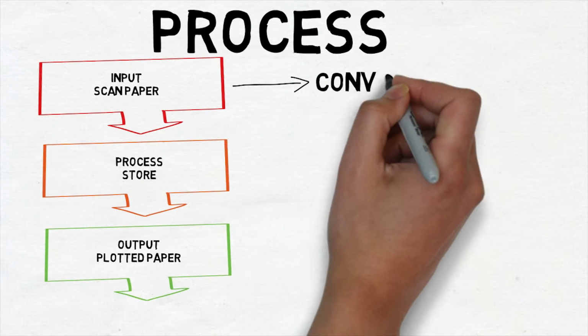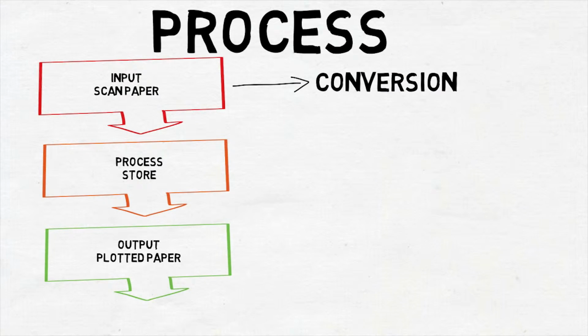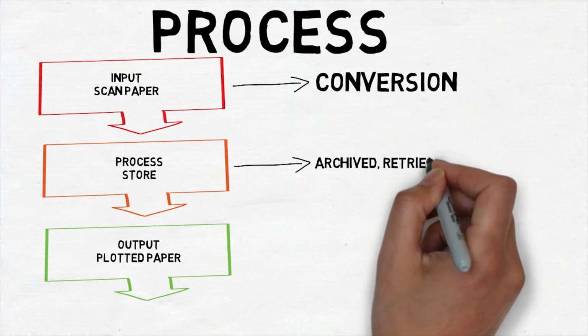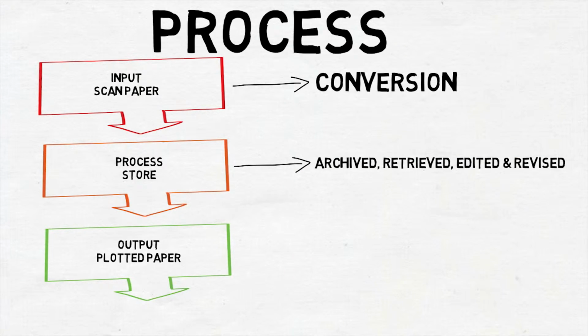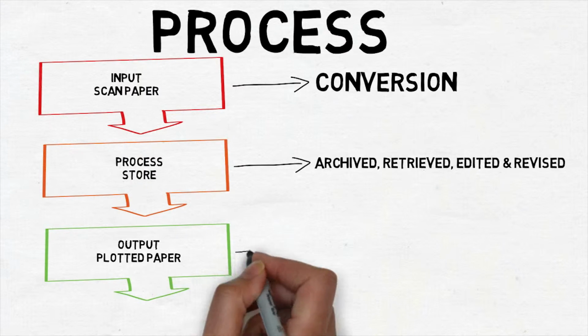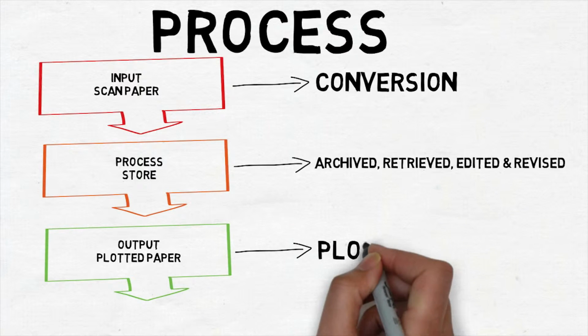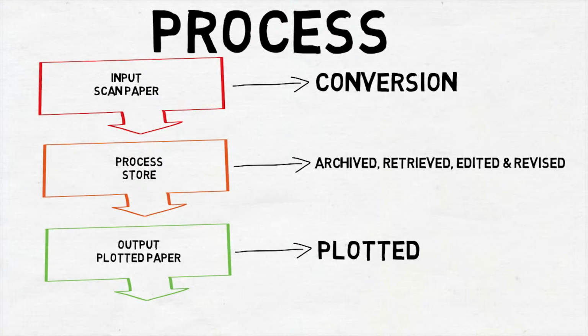So the need in engineering and mapping is to convert the paper documents into an electronic form that can be easily stored, archived, accessed, or retrieved and processed, edited, and or revised. Finally, we need to plot the information using a computer system. Paper plot output. How does the scanner work?